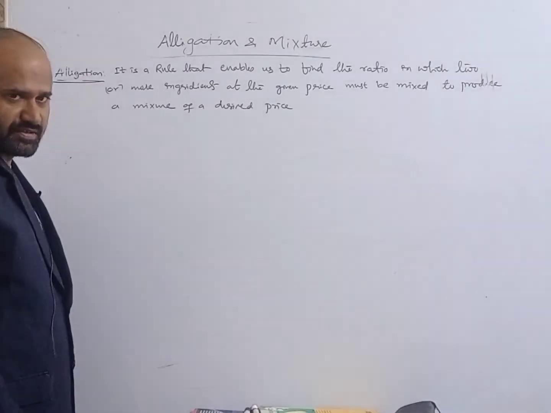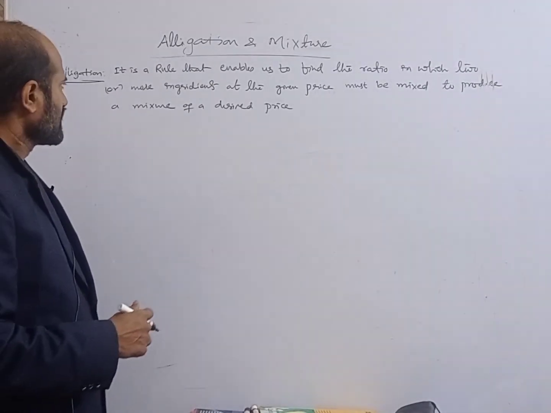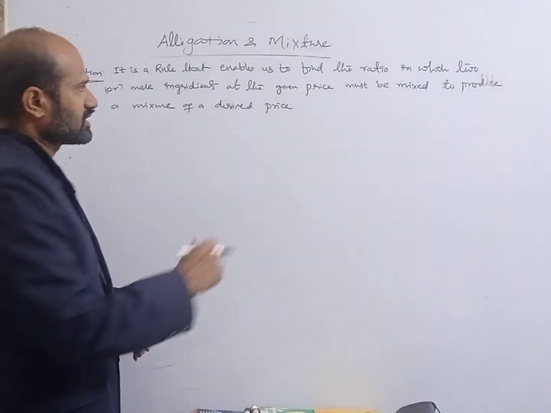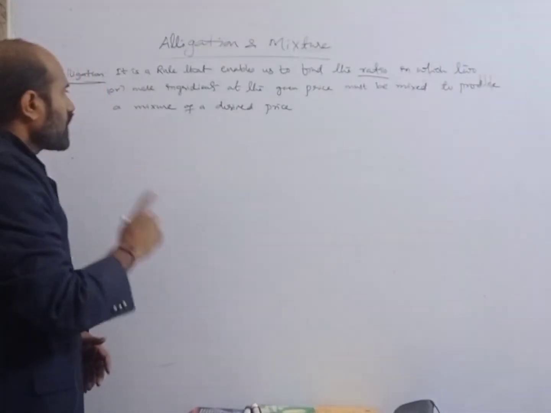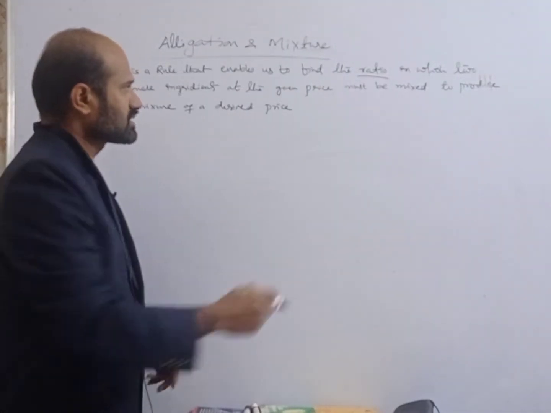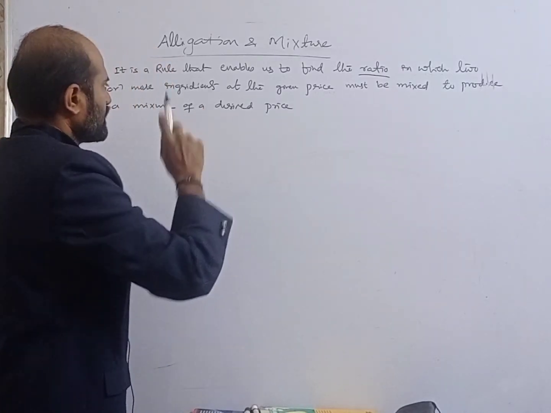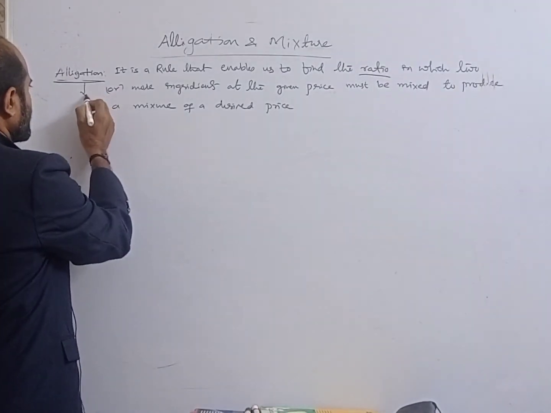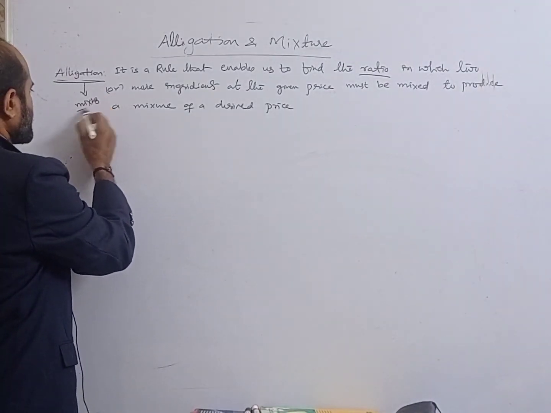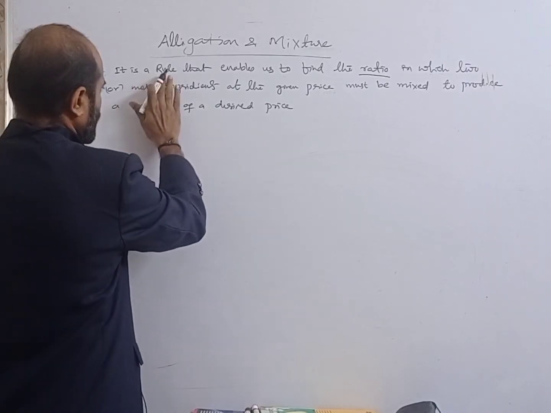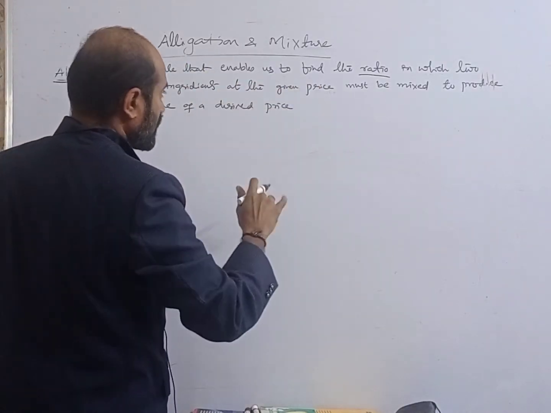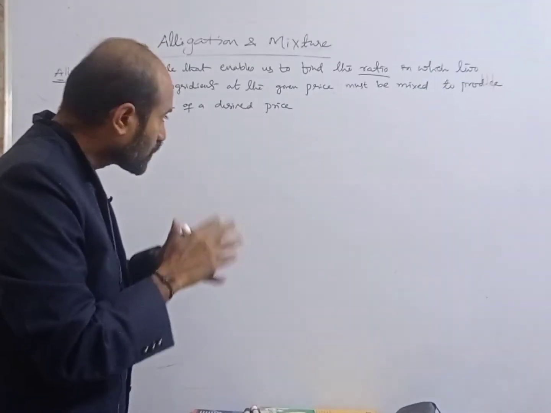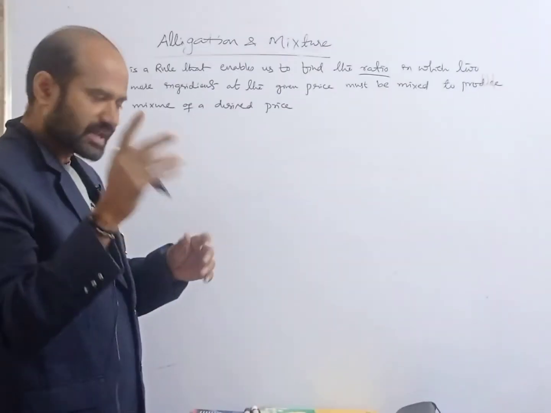The definition of alligation. Alligation is a rule that enables us to find the ratio in which two or more ingredients at a given price must be mixed to produce a mixture of desired price. It means alligation is nothing but mixing. It is a rule to find the ratio in which two or more ingredients at a given price are mixed to produce a desired price. Let us see.